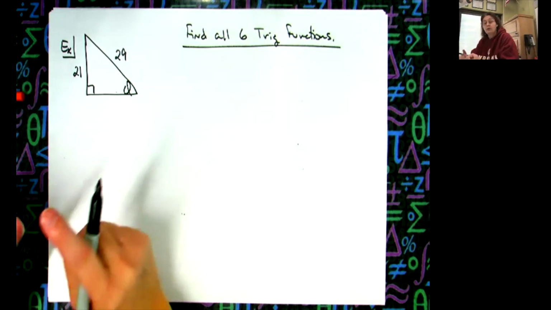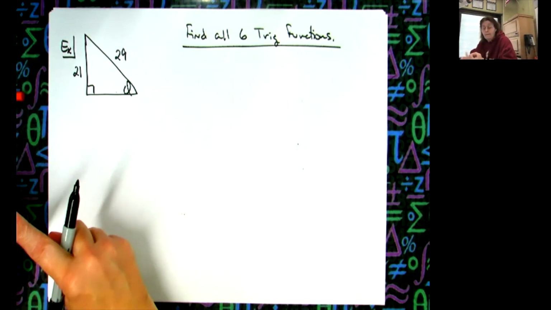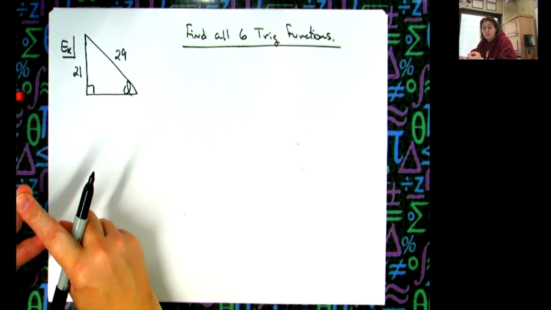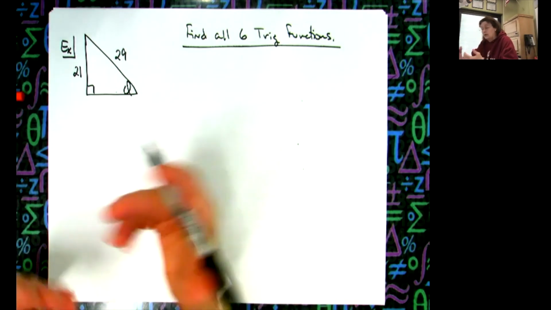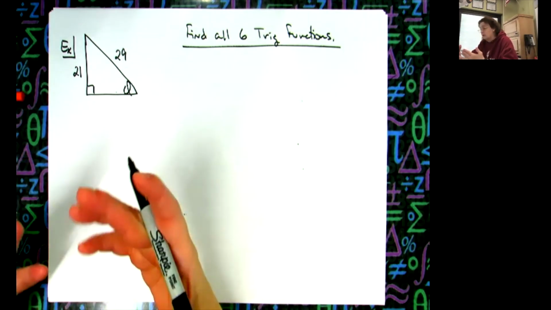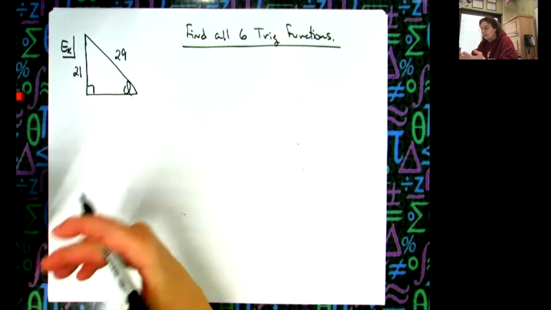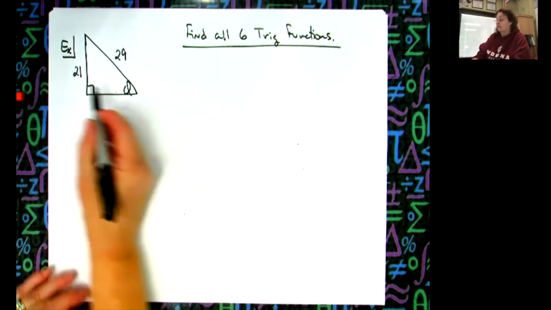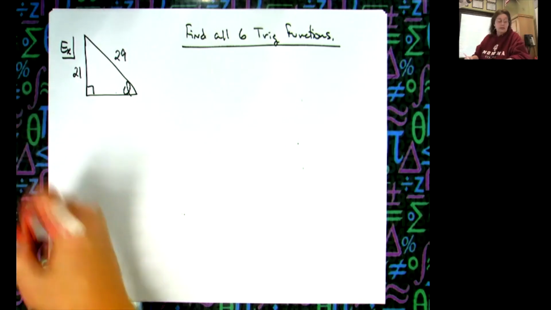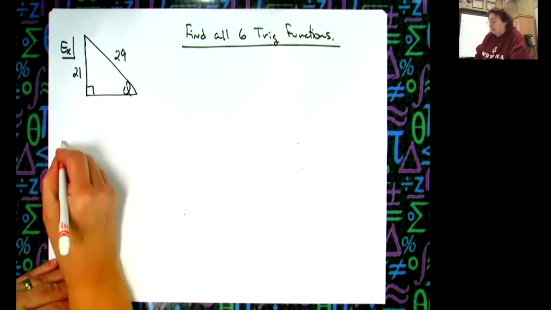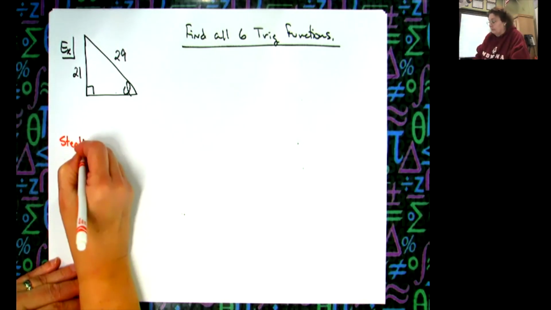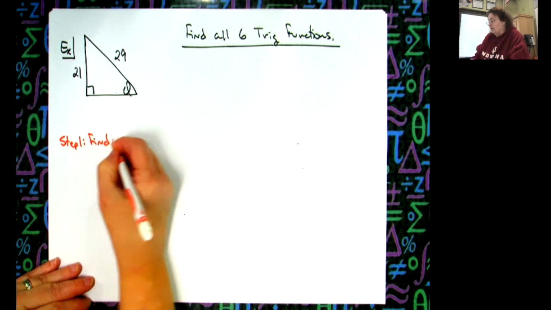You're going to put your answers in lowest terms. You are not going to use mixed numbers, because you want to see the opposite over adjacent or the adjacent over the hypotenuse. You want to see that form in the triangle. So the first thing you've got to do is find that missing side. So step 1, find the missing side.